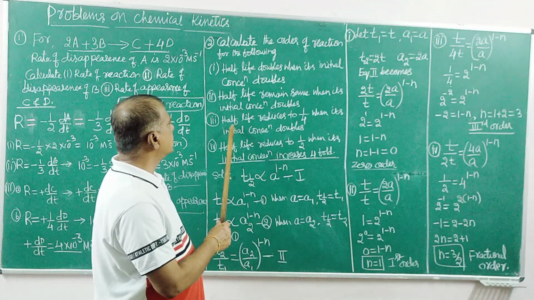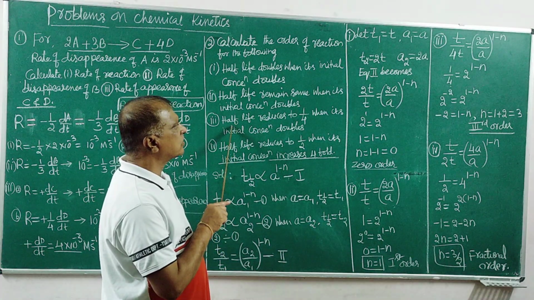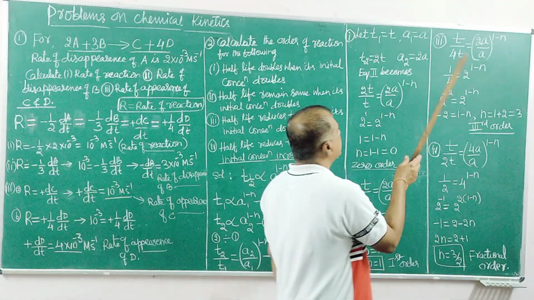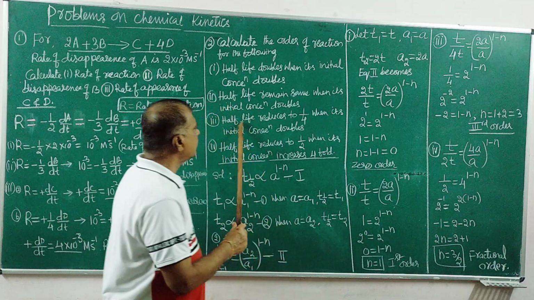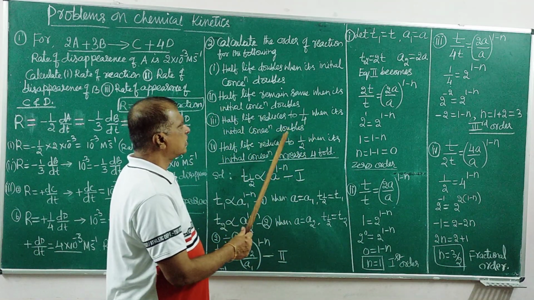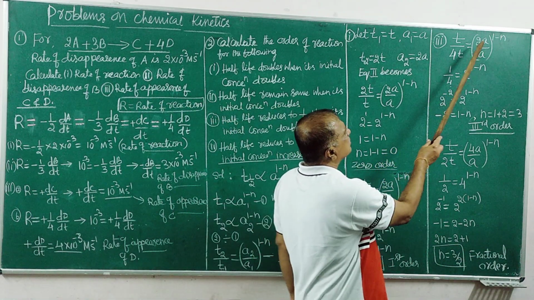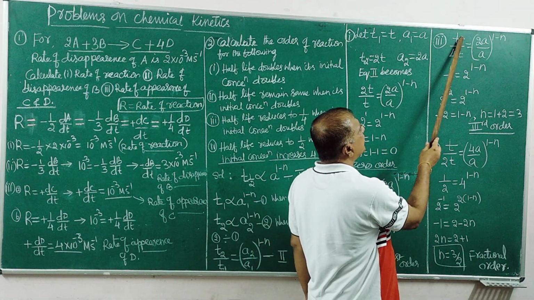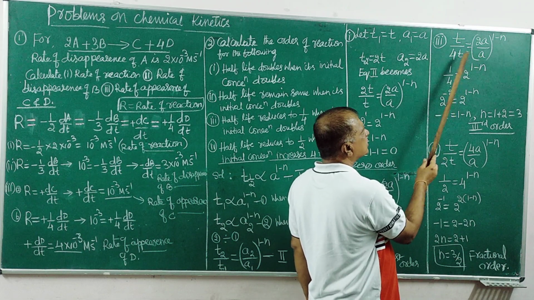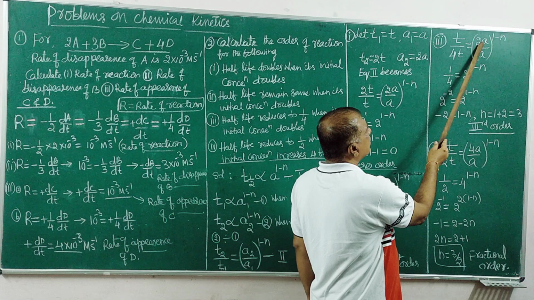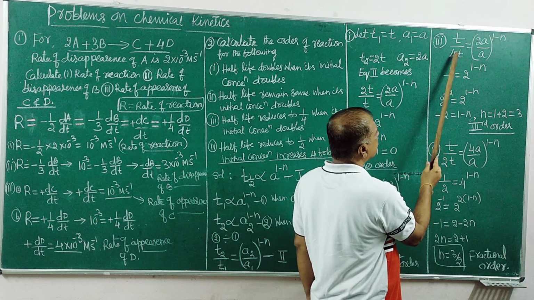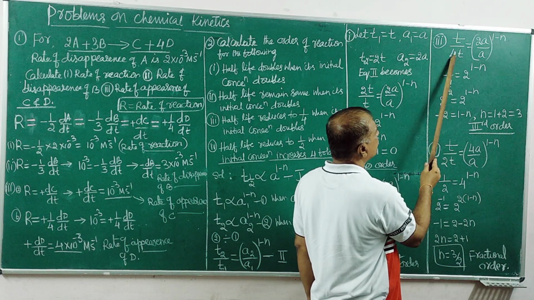Let us see for this experimental data, what is the order of reaction. In the same manner, let us do this. Read the problem. Half-life reduces to 1 by 4 when its initial concentration doubles. When the concentration doubles, half-life reduces to 1 by 4, T by 4.